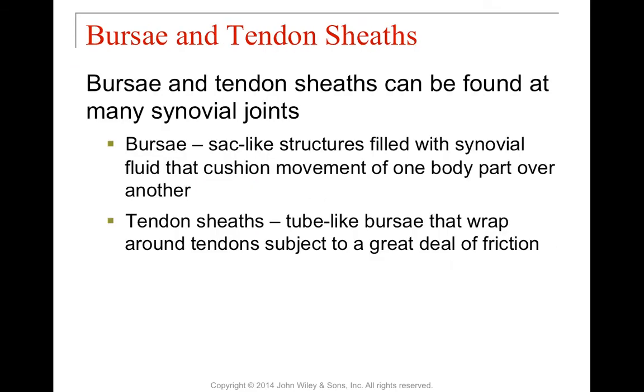All right, so we also can interact with things called bursa and tendon sheaths. So what are bursa? Bursa are little structures that are sac-like, that are filled with synovial fluid, and their objective is to cushion motion as the body parts move one along another. And tendon sheaths are tube-like, but they're still similar to bursa. They're tube-like, and they wrap around tendons that are going to be subjected to a great deal of friction.